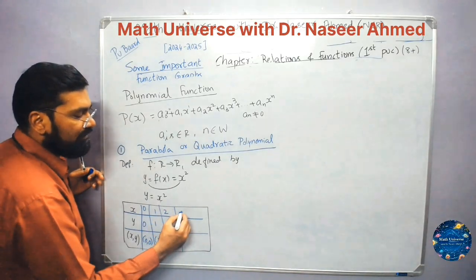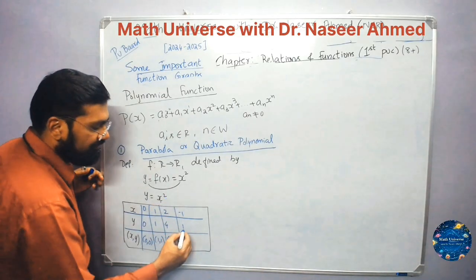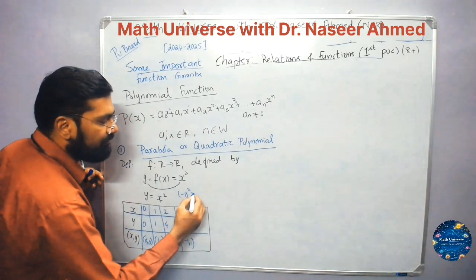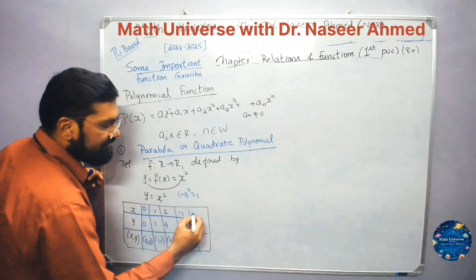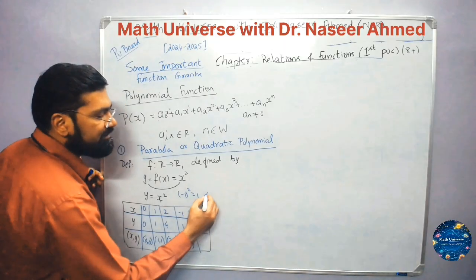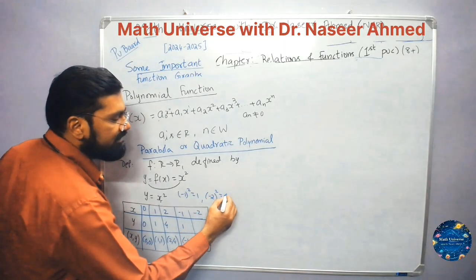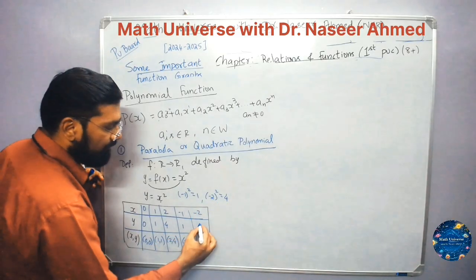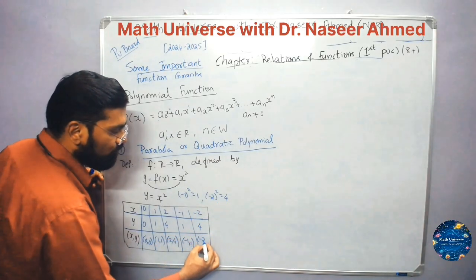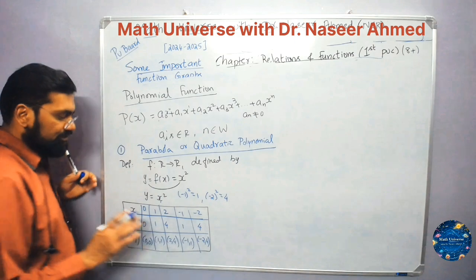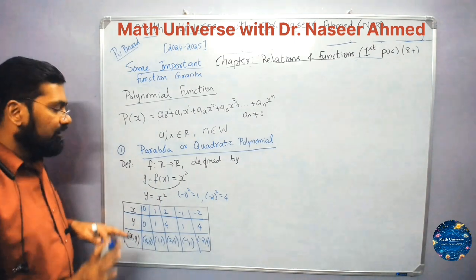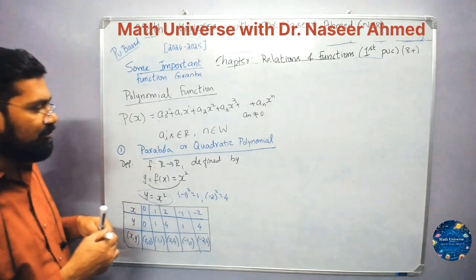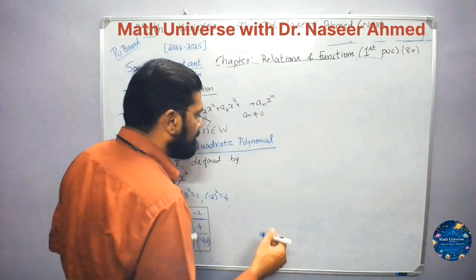When x is equal to minus 1, the whole square is plus 1. So minus 1 comma 1. I repeat, minus 1 the whole square is plus 1, so I wrote that. Then when x is equal to minus 2, what is minus 2 the whole square? It is plus 4. Square will convert negative to positive, 2 square is 4. So we'll get minus 2 comma 4. So we are putting the values here, and we have got the corresponding y value. Let us plot the graph here.